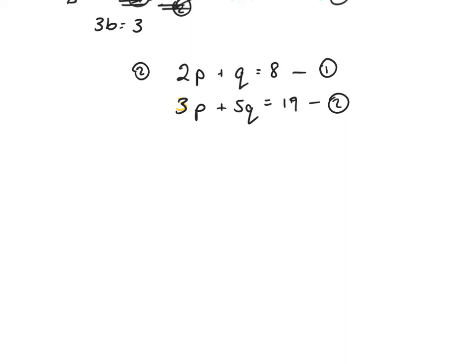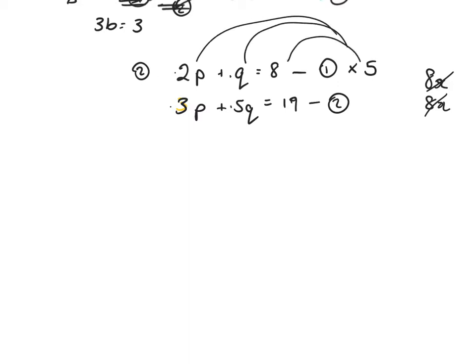Okay, now the goal is now to get one of the letters up so that we've got the same value in front of each letter. For example, ax and ax would allow me to then cancel out. Now, is it easier to do that with p's or q's? It's definitely easier to do it with q's. So I can get this q up to 5q by multiplying the first equation by 5. That means everything in the first equation needs to be multiplied by 5.